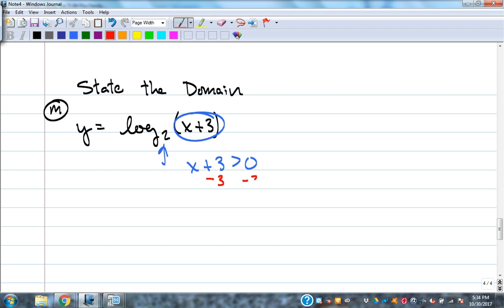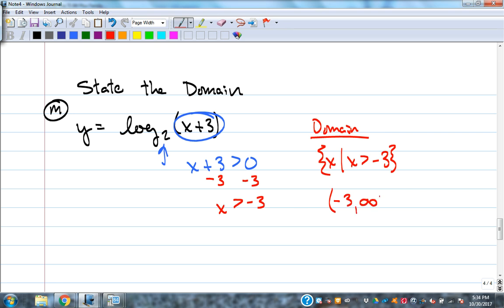Subtract 3. X is greater than negative 3. So our domain in set notation is x such that x is greater than negative 3. In interval notation, from negative 3 to infinity. The range of that would still be from negative infinity to positive infinity. It's always going to be the same with those.